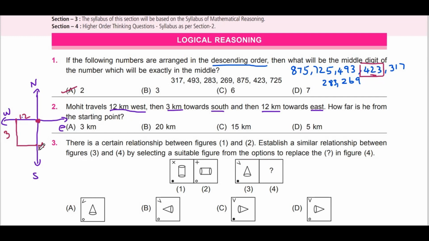So now what is the question? How far is he from the starting point? Instead of going like this, he has formed a square, a rectangle. So instead we can measure this line. So this line is how much? It is the same as the opposite line. So this is also 3 kilometers. So Mohit is 3 kilometers from the starting point. So option A is the right answer.